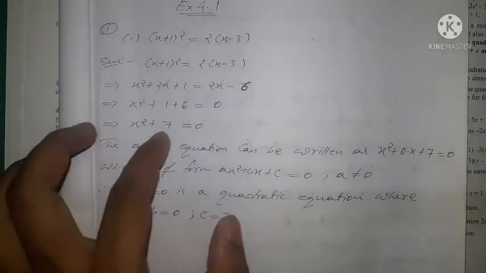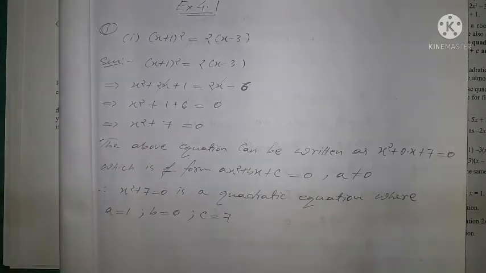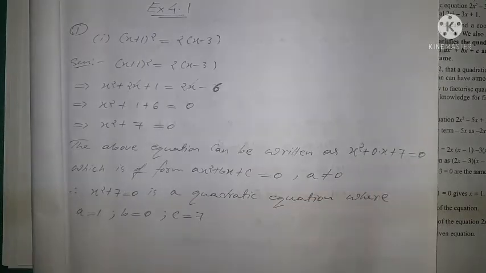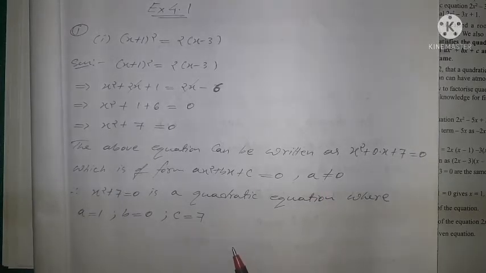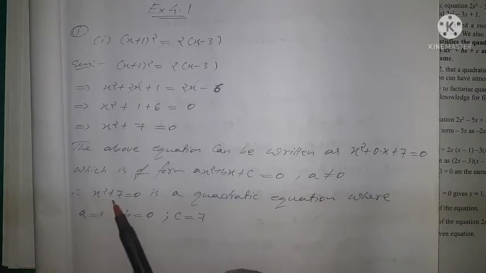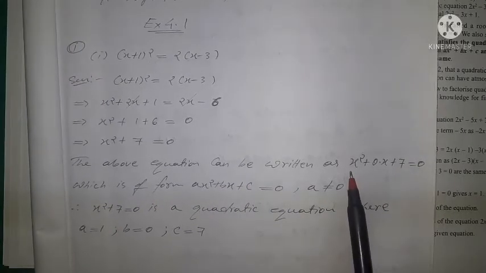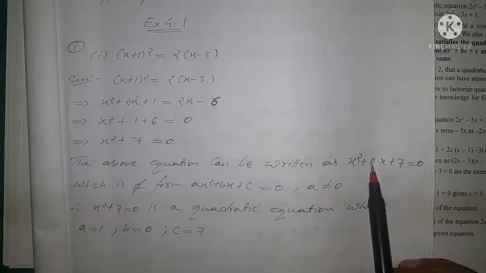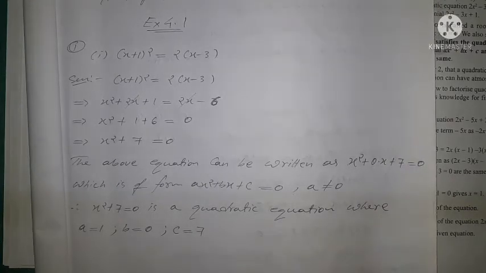Just by seeing we can say that this is a quadratic equation because the degree is 2. The above equation can be written in the form x² + 0·x + 7 = 0, which is in the form ax² + bx + c = 0 with a ≠ 0. So x² + 7 = 0 is a quadratic equation where the value of a is 1, the value of b is 0, and the value of c is 7. So therefore this is a quadratic equation.